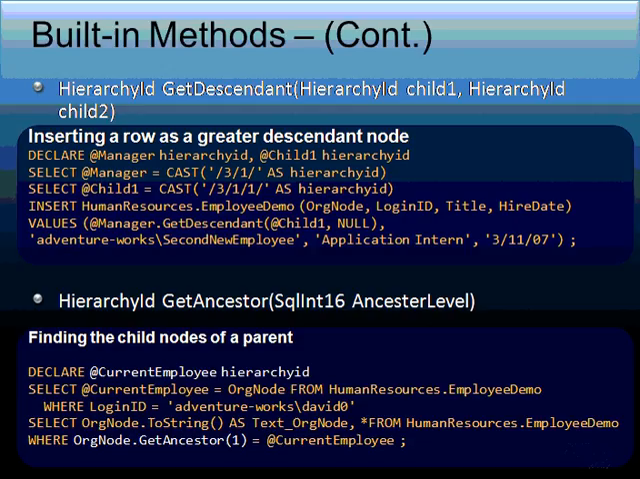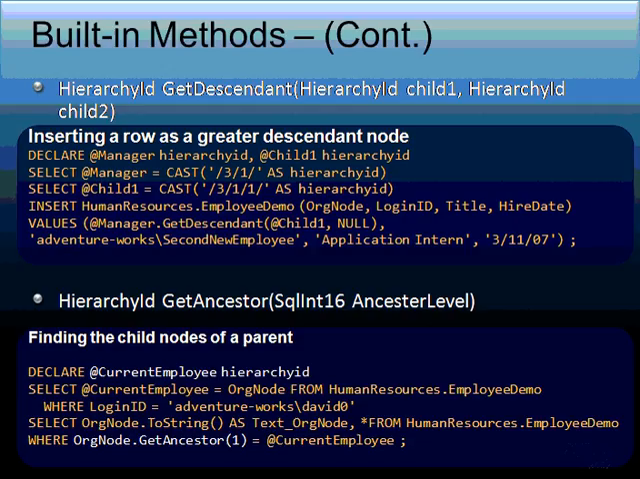So the next slide, I'm still on slide number 8. I'm still on the built-in methods section, and there are two other important methods. The first one is called GetDescendant. The major use of this GetDescendant method is for insert and update. Basically, it automatically generates a hierarchical ID value when you want to create a new node and put it into the tree. And there are two parameters.